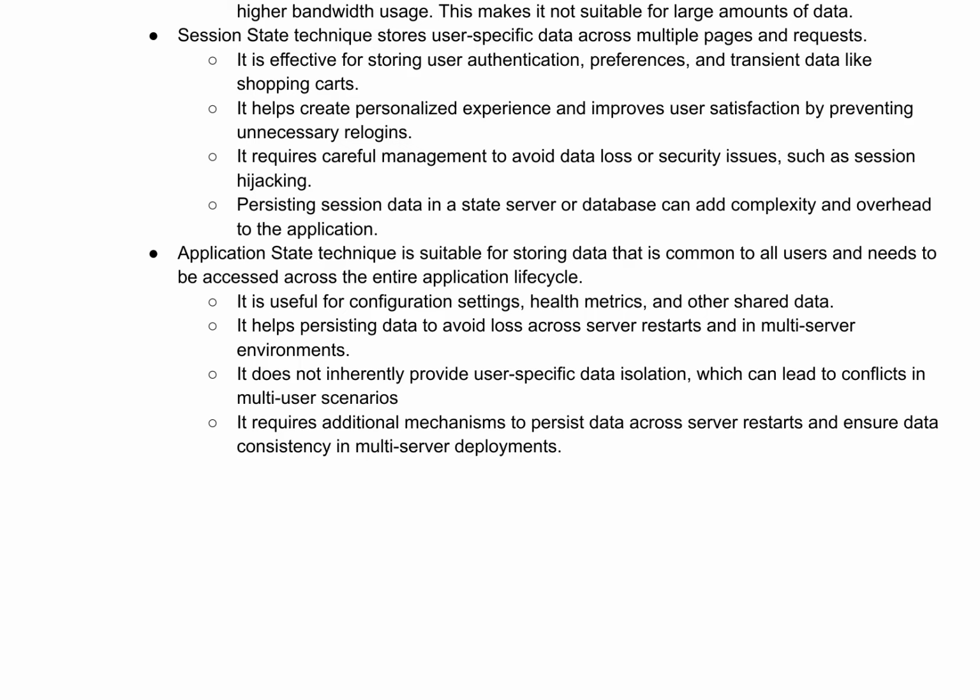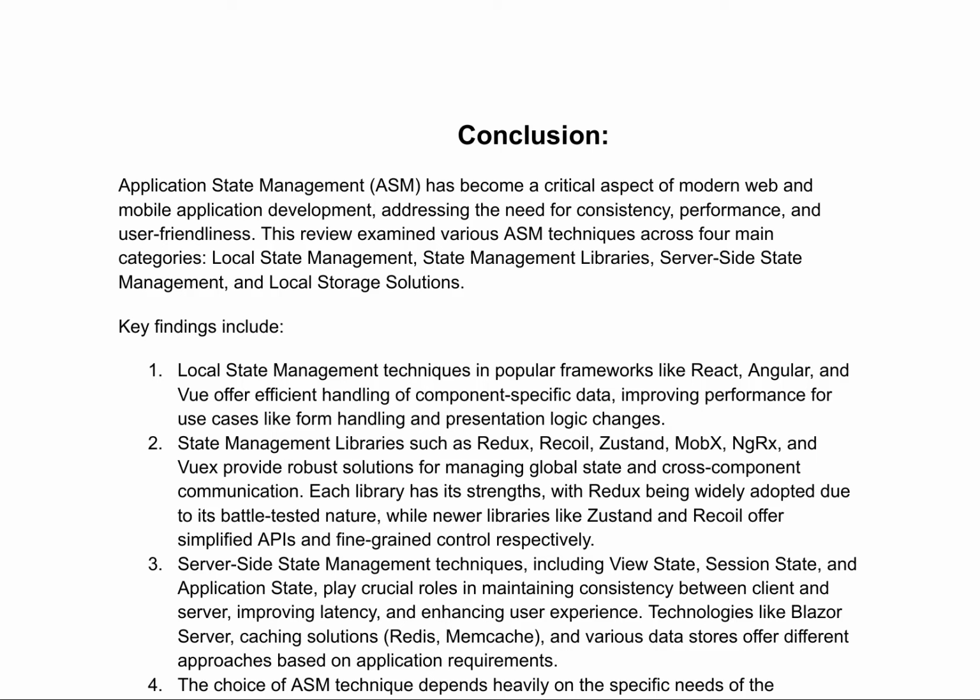View state is simple to implement but limited to a single web page and can significantly increase HTML page size, leading to slower load times and higher bandwidth usage. Session state stores user-specific data across multiple pages and requests, creating personalized experiences, but requires careful management to avoid data loss or security issues. Application state is suitable for storing data common to all users and needs to be accessed across the entire application lifecycle, but does not inherently provide user-specific data isolation.